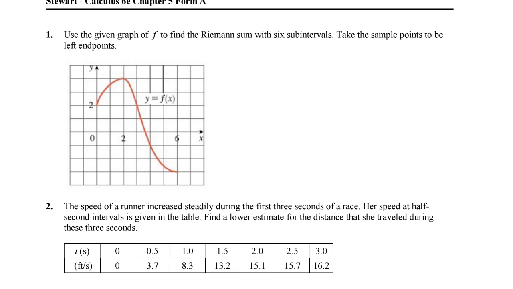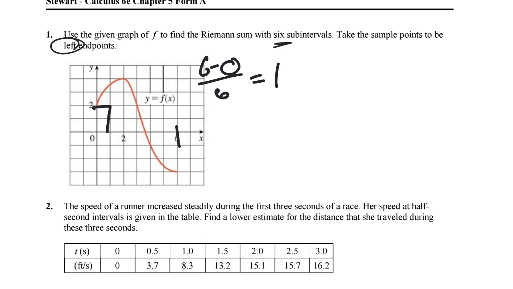All right, number one says to use the given graph to find the Riemann sum with 6 subintervals. So 6. Take a sample point to be the left endpoint. Those are two important pieces of information we need. And so we're going to use the left endpoint and divide it into 6. So it goes from 0 to 6. So 6 minus 0 divided by 6. It's 1 unit for each subinterval.